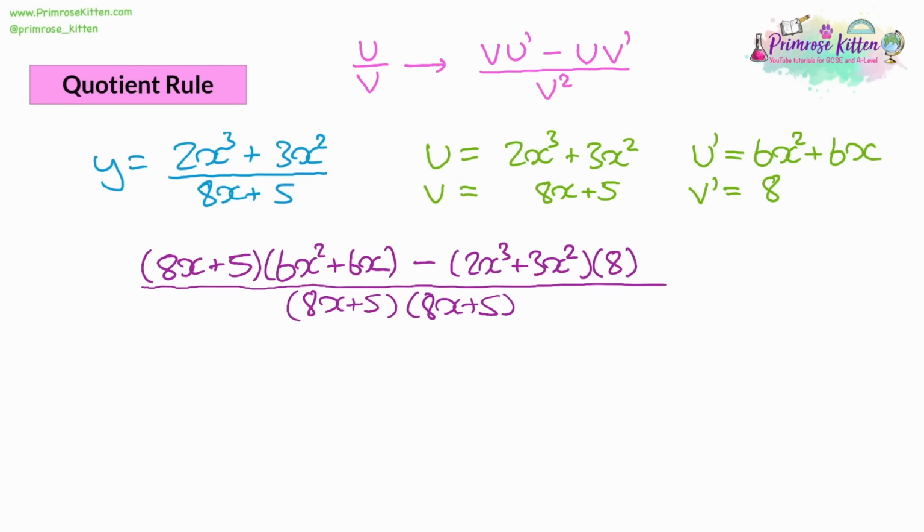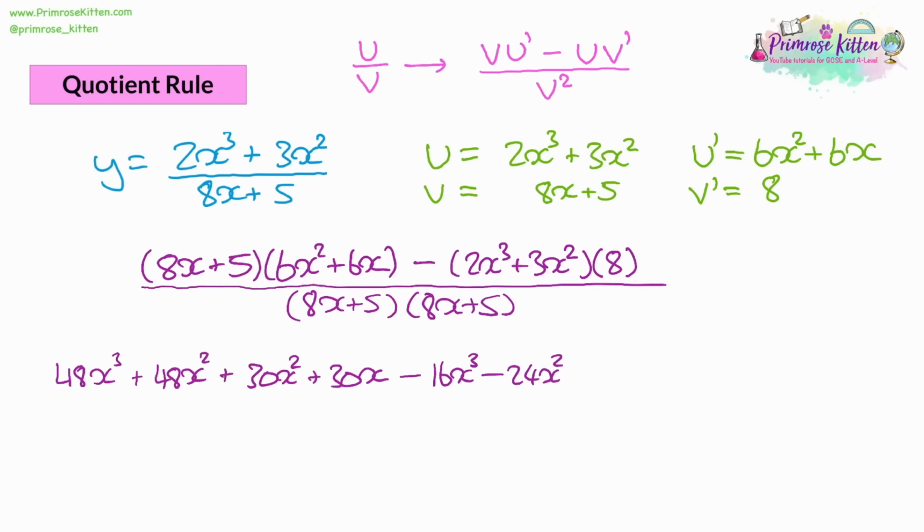So 8x times 6x squared is going to be 48x cubed. 8x times 6x is going to be 48x squared. 5 times 6x squared is going to be 30x squared, and 5 times 6x will be 30x. We're taking away from that 2x cubed times 8, which will be 16x cubed, and 3x squared times 8, which is going to be 24x squared. Remember, we're taking away the second bracket, so these are going to end up being negative.